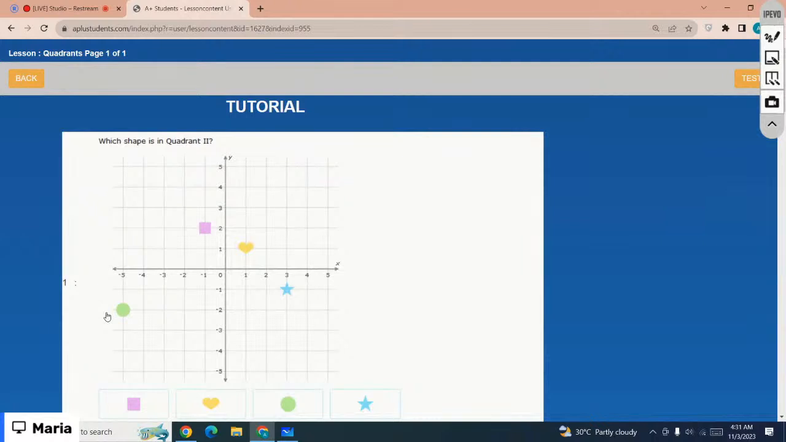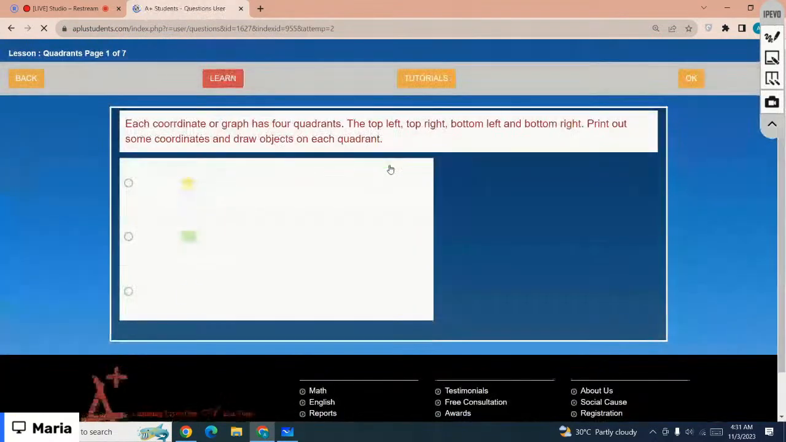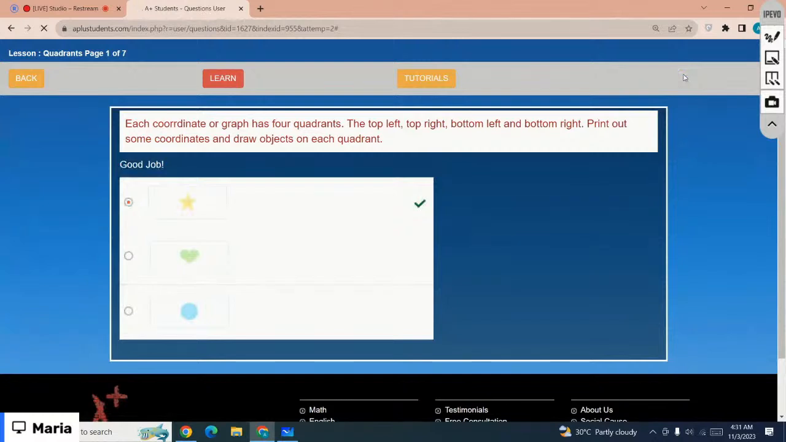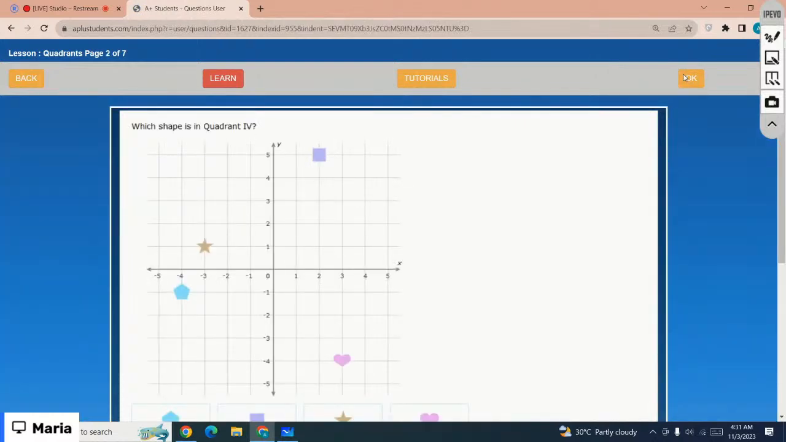Okay, so let's start with the test questions. Each coordinate graph has four quadrants: the top left, top right, bottom left, bottom right. Which shape is in quadrant 4? Square, star, pentagon, or heart? Which is in fourth quadrant?